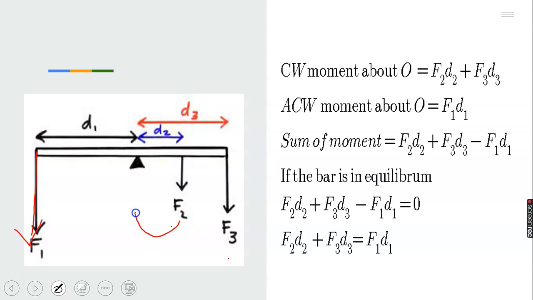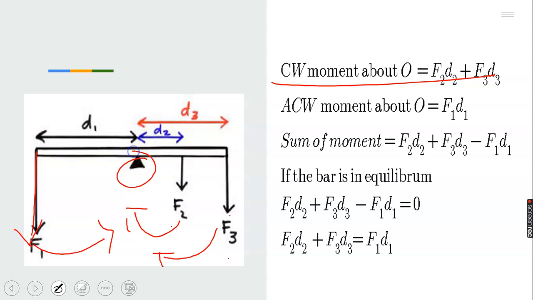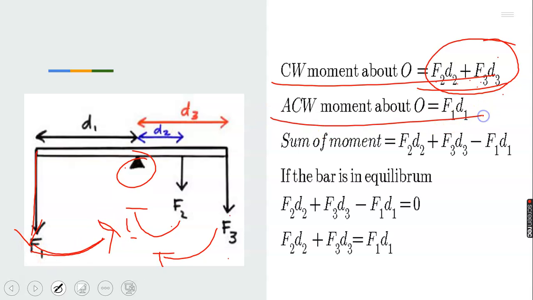Now, look, we have two clockwise moments, while we have one anti-clockwise moment. Look at it here. That is F3 times D3, the distance of F3 from this point, and the distance of F2 from this point. That is F2 D2 plus F3 D3. You add all those moments together. You can see we have two moments on this side. You bring them out. Then how many anti-clockwise do we have? Only one. Bring it out.